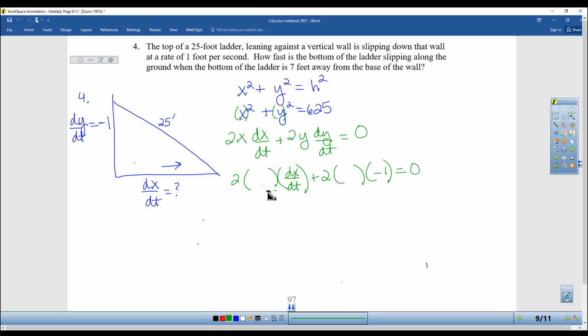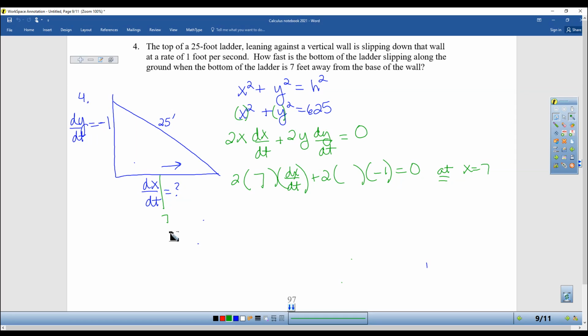Okay, so the question is, what is x and y? So this is the answer, but I'm going to fill in at a certain point. So when the ladder is 7 feet away, so at x is equal to 7, this is 7. So how do I get that y?